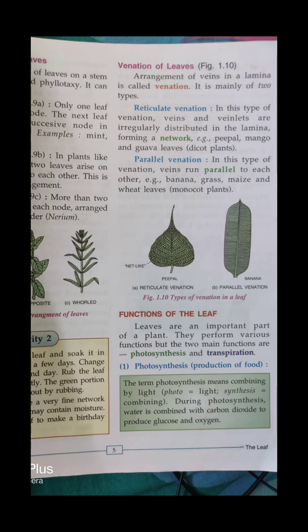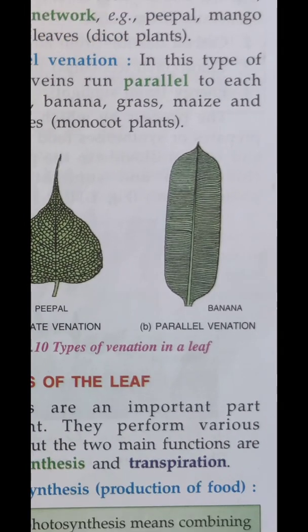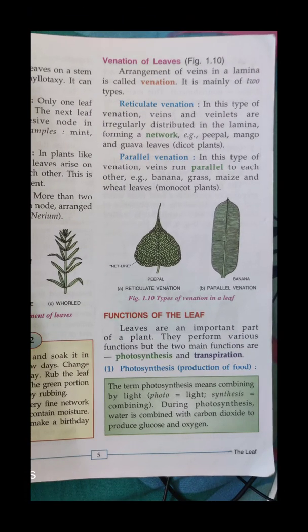Parallel venation. In this type of venation, veins are parallel to each other. Examples: banana leaves, grass, maize, etc.